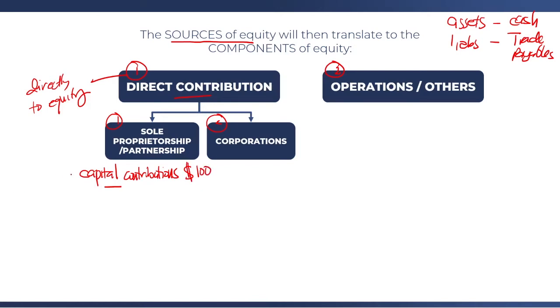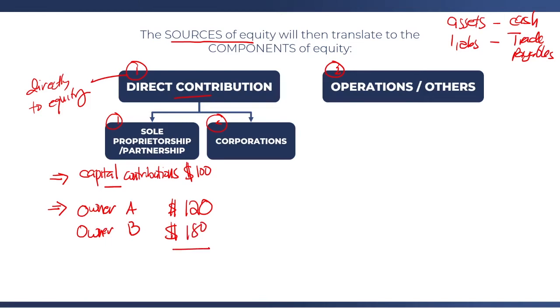For example, if the business is a partnership, meaning it has multiple owners, you can separate them per partner or per owner. Owner A, who contributed $120. The other one contributed $180 for total equity of $300. It's important to separate both of them because you need to track how much each owner is contributing to the business.